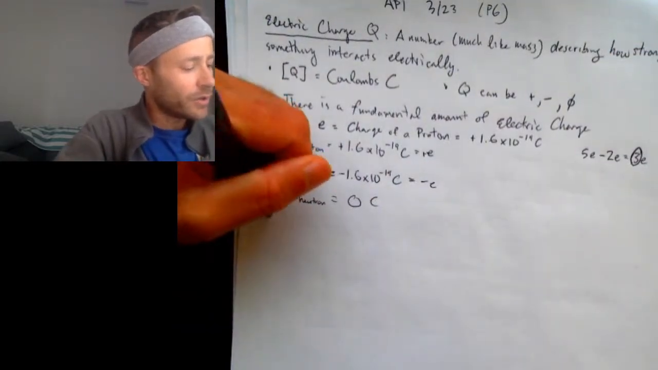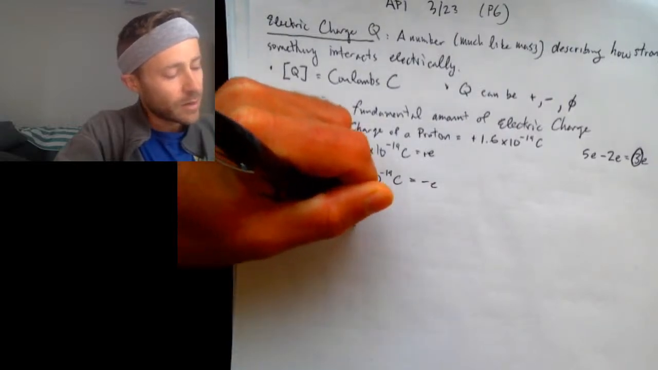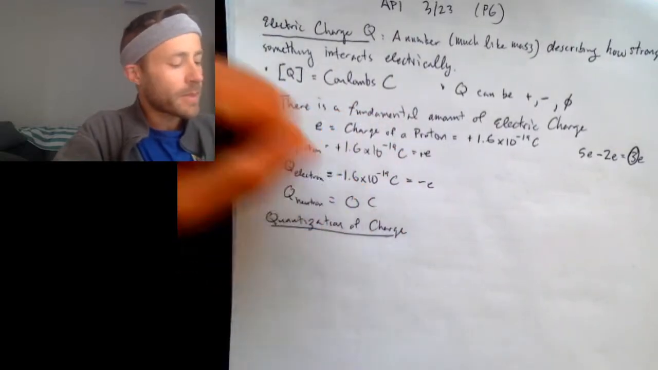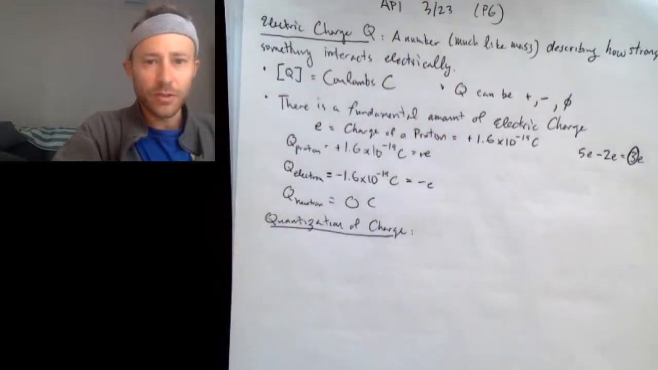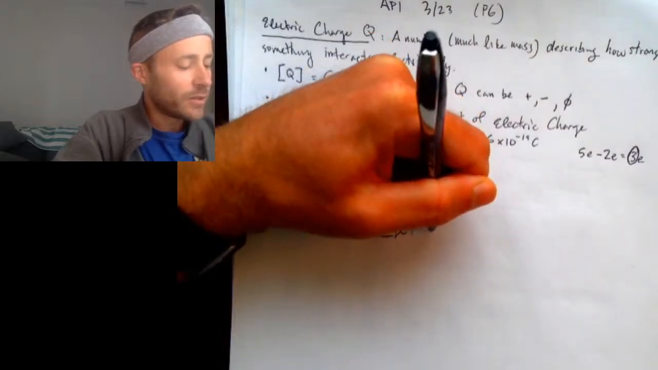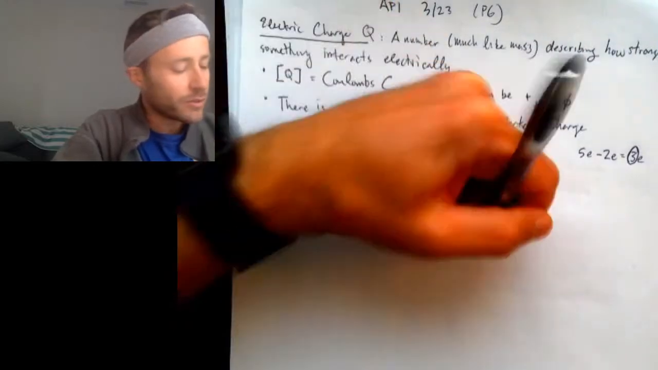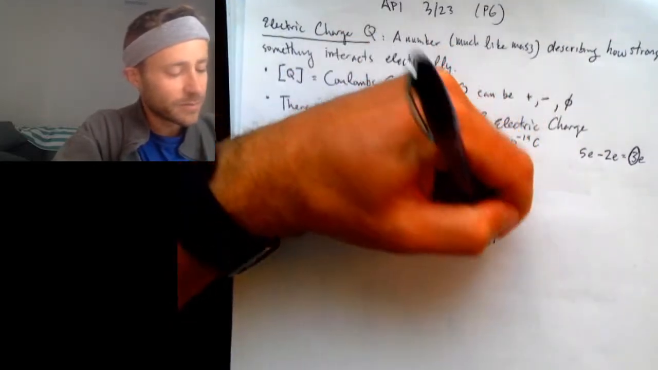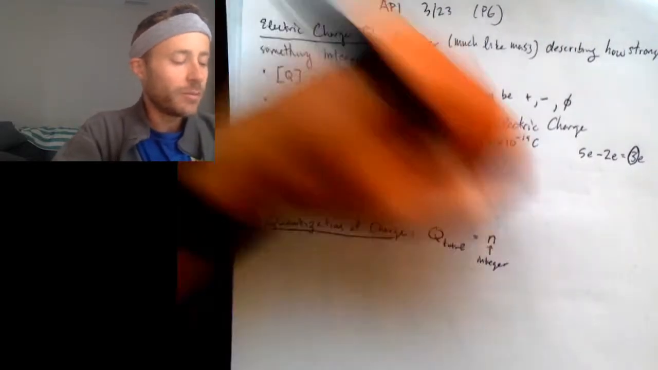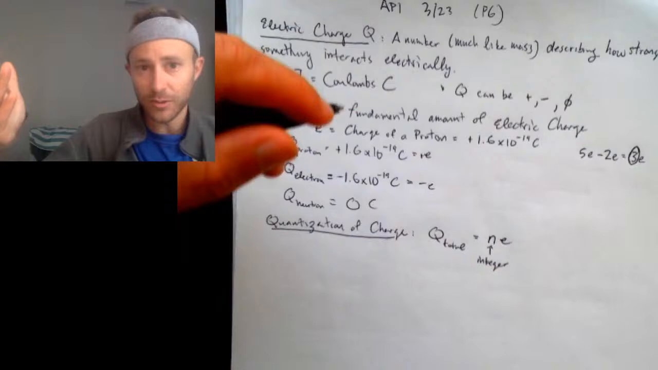And that is called the quantization of charge. What it says is the total amount of charge on an object is always going to be an integer times the fundamental charge. Integers can be negative too, remember, or 0 is an integer as well.